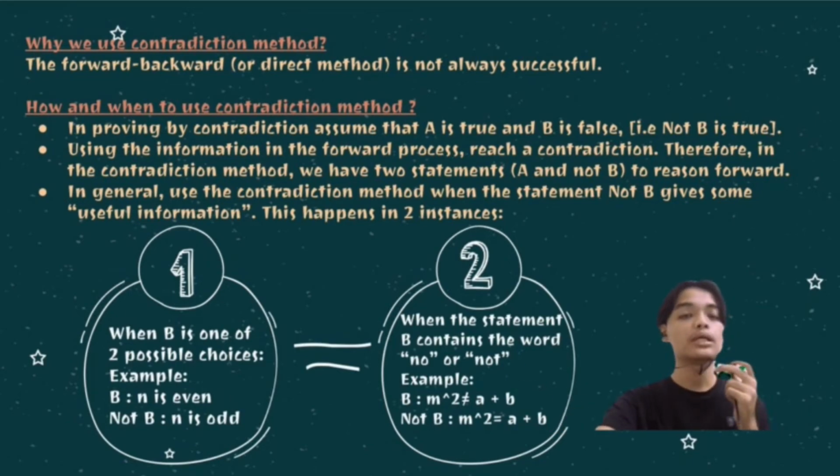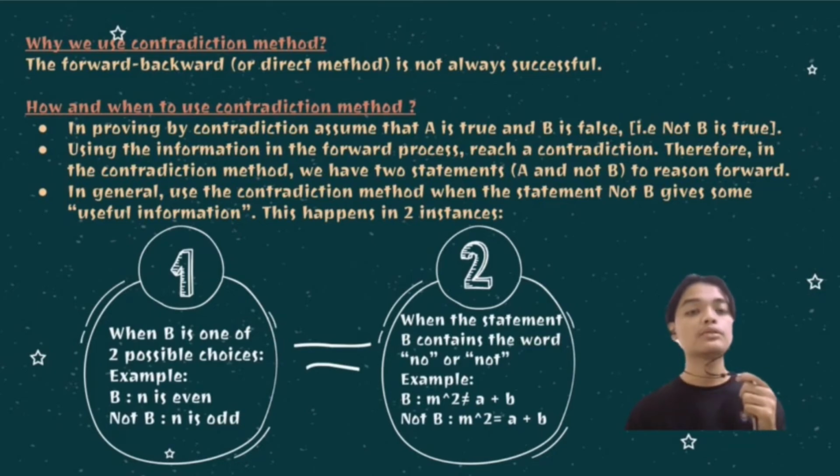In general, we use the contradiction method when the statement not B gives some useful information. This happens in two instances. The first one is when B is one of two possible choices. For example, B: N is even, and not B would be N is odd. And the second one is when the statement B contains the word no or not. For example, B: M squared not equal to A plus B. For not B: M squared equals A plus B.